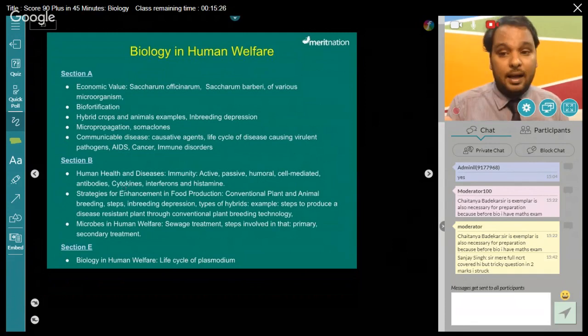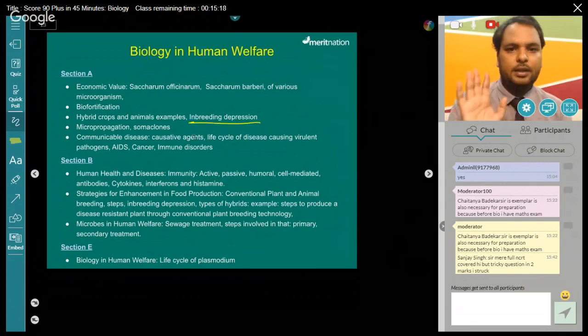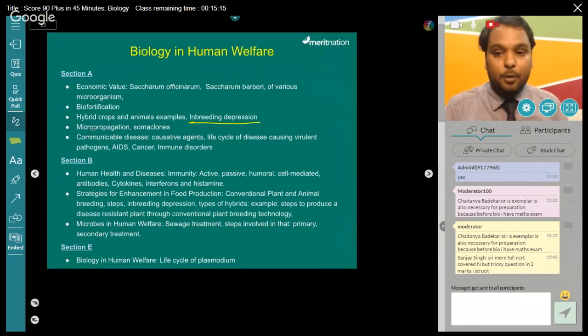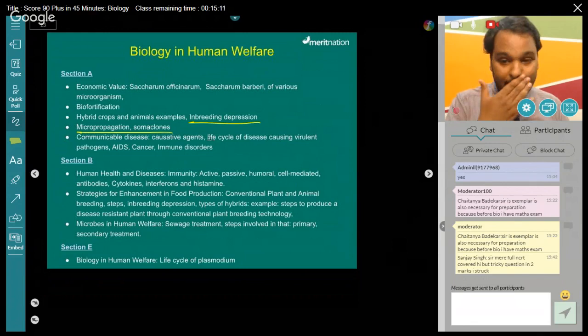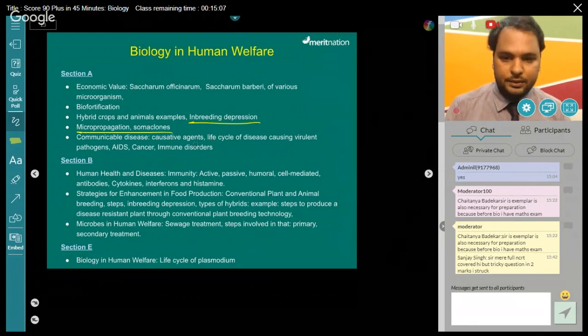Hybrid crops of plants and animals. Inbreeding depression is always there. In some way or the other, there will be one question on inbreeding depression. Micropropagation, somaclonal variation: out of these 3 topics, one question will always be there. And then there are your communicable diseases that you need to understand.